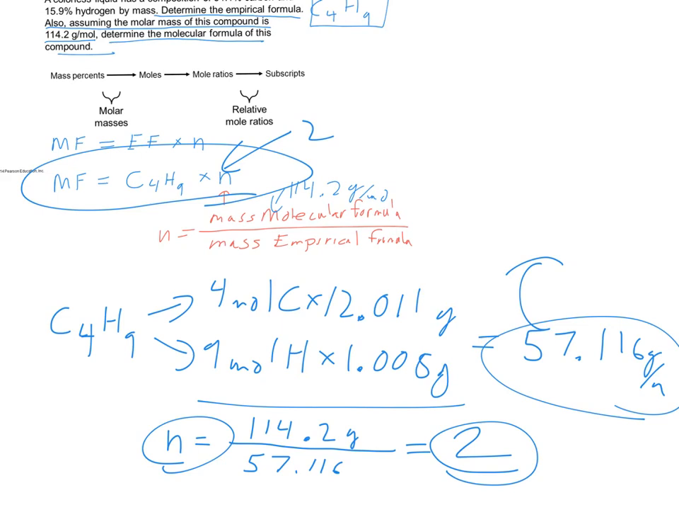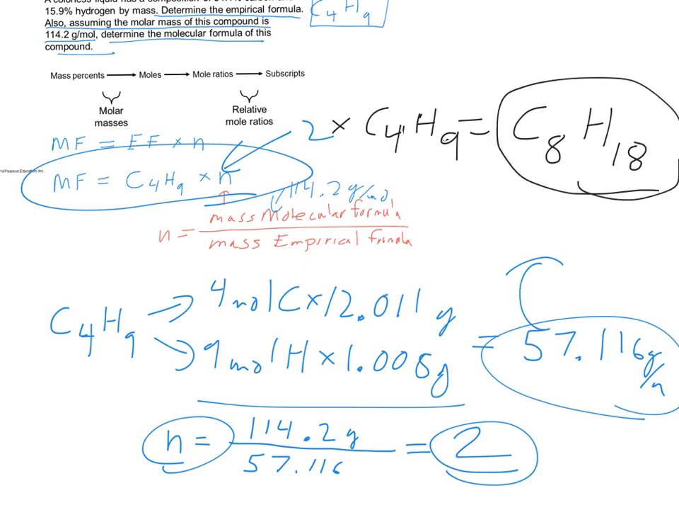So that means my molecular formula would be 2 times C4H9. Multiplying by 2 gives me C8H18. Ta-da! And that would be my molecular formula. Deep breath. This really boiled down to 5 easy steps.